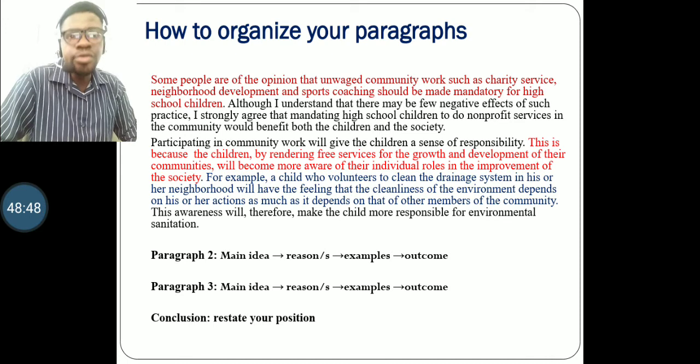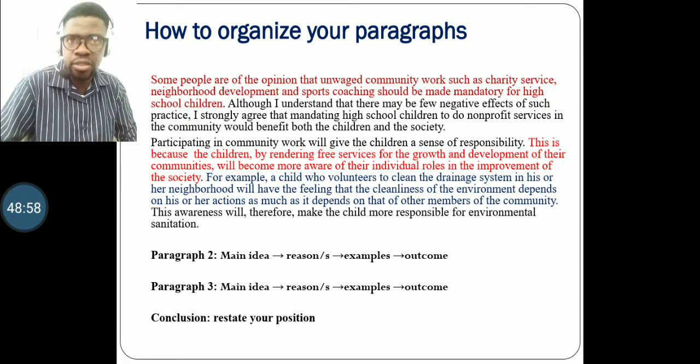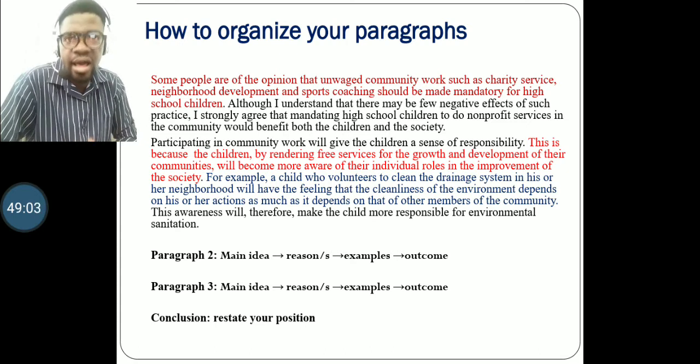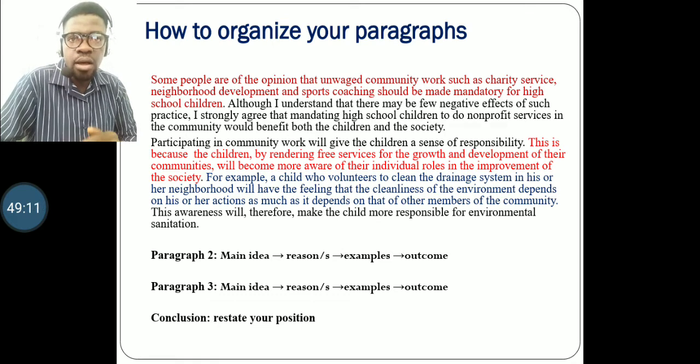Okay, so how do you organize your paragraphs? Remember, we're talking about coherence and cohesion, clarity, organization. So let's see how I've put together these 2 paragraphs that I have. My introduction and my first body paragraph. How have I arranged them? So you can see that I have put my opening paragraph and my second paragraph.